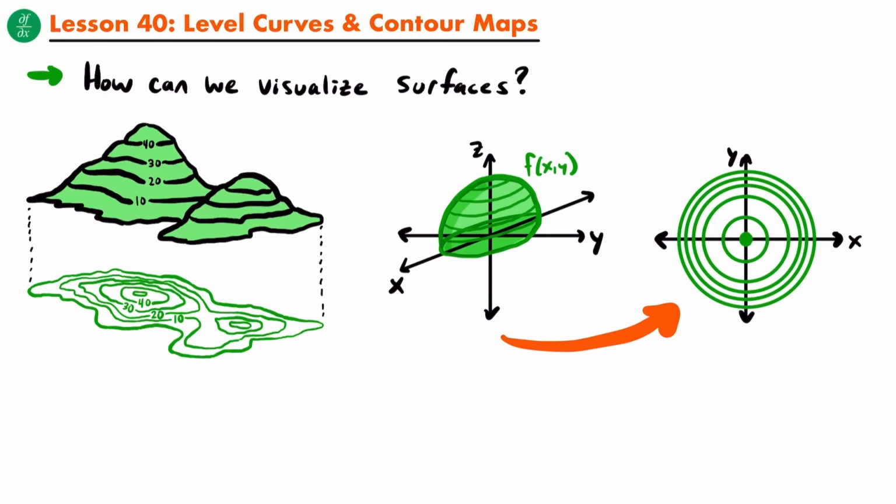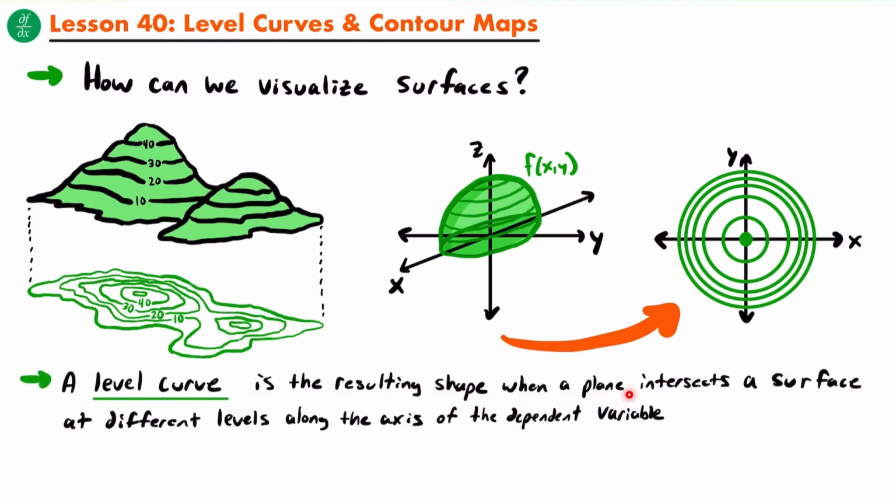Alright, a level curve, like the ones you see graphed here, is the resulting shape when a plane intersects a surface at different levels along the axis of the dependent variable. Alright, so in our case, that is going to be z. Z is typically our dependent variable for our multivariable functions f of x, y.